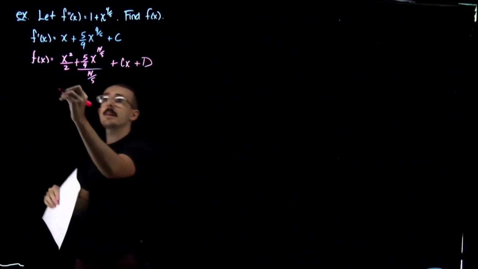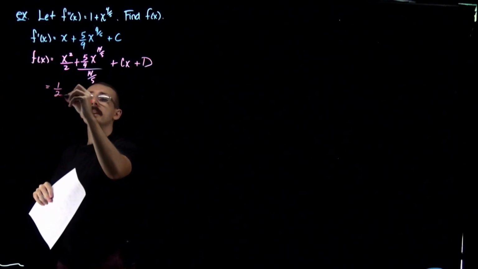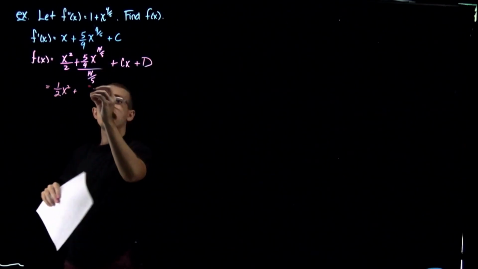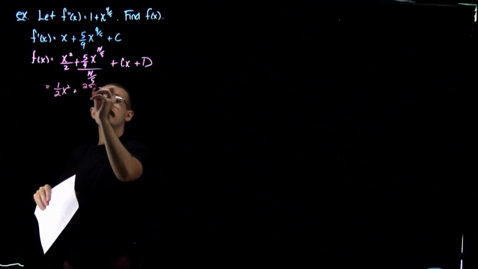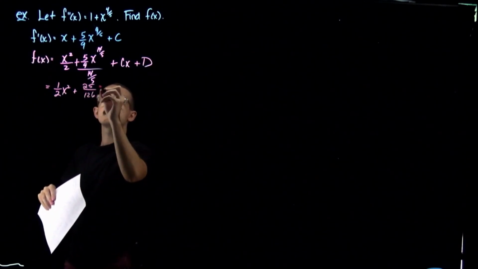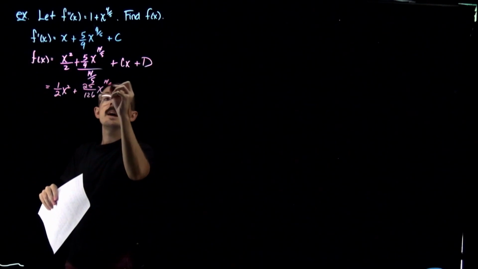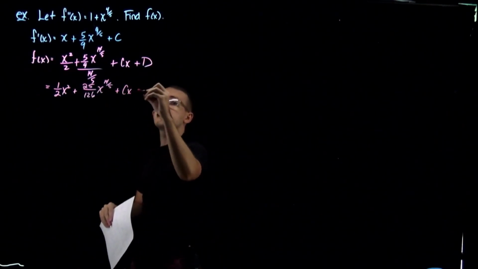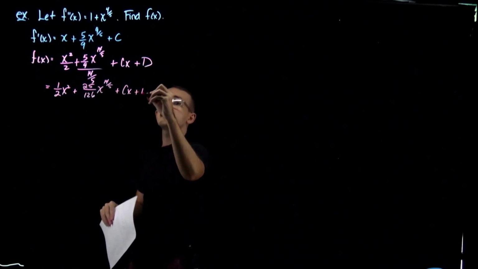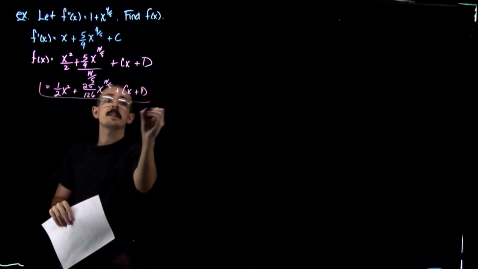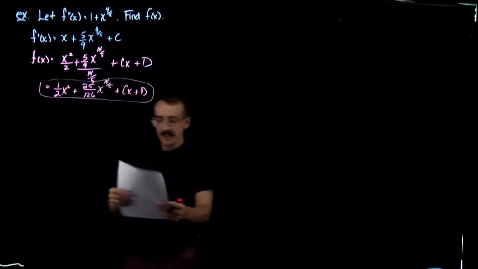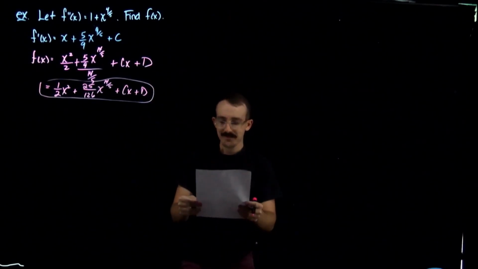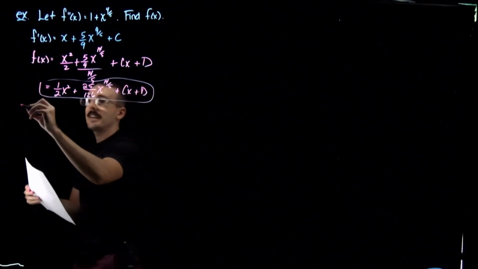All right, let's just clean this up a little bit. So I have 1/2 x squared. Here, if I flip this fraction up here, I'm going to have 25 over 126 x to the 14/5. And then this is plus cx plus d. And this is my general antiderivative. So it's the same process that we were doing. We just took one more antiderivative. That's all.